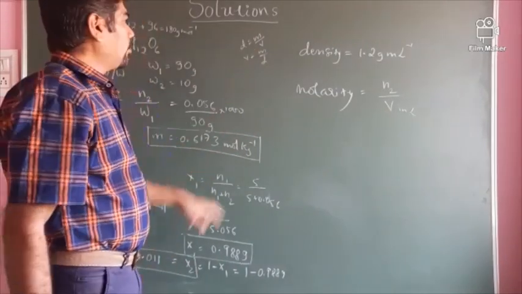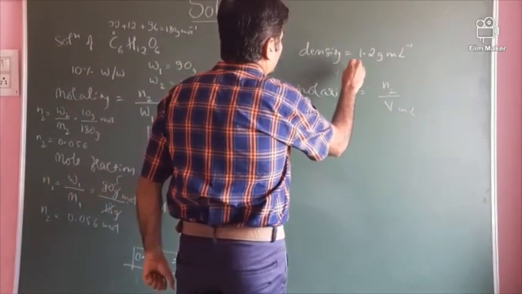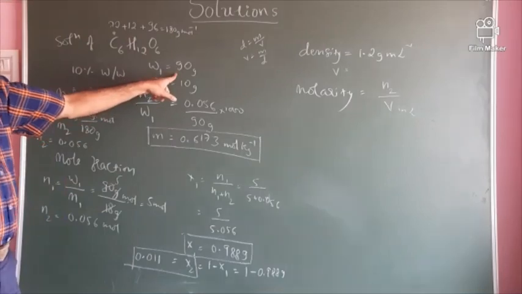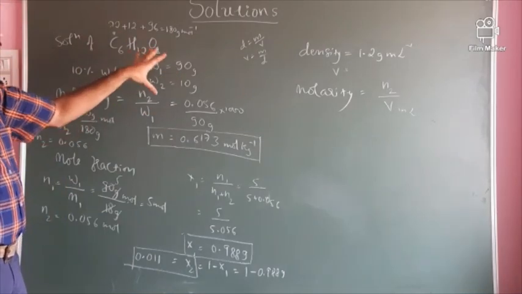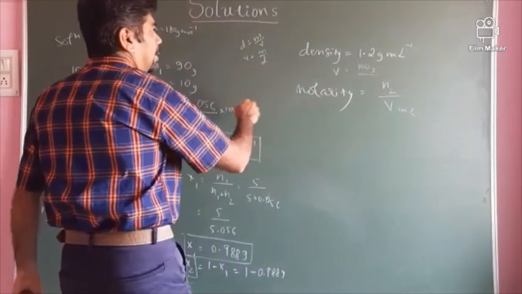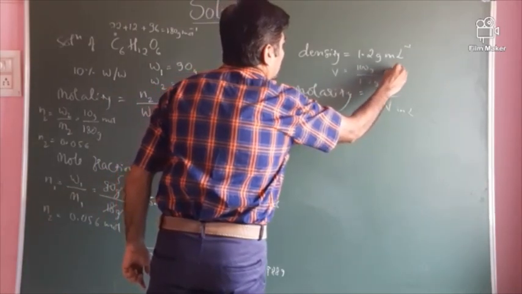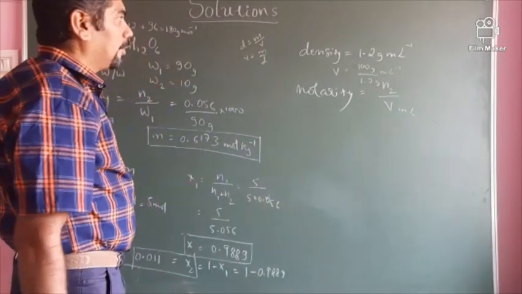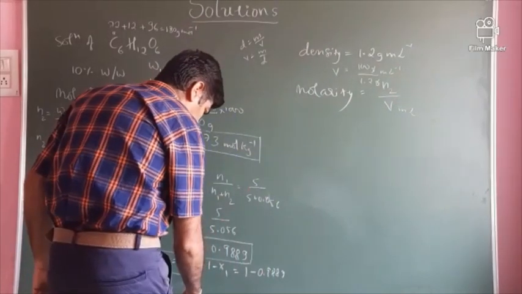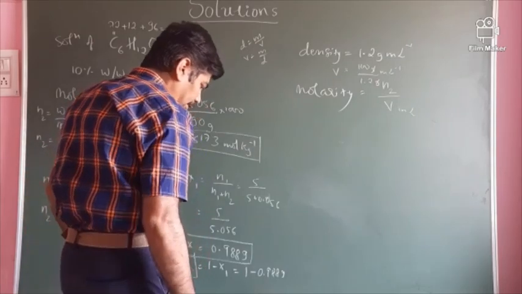So density is mass by volume. Therefore, volume is equal to mass by density. Now, let's take volume is equal to mass. So what is the mass of the solution? You know, solute is 10 grams, solvent is 90 grams, together it makes 100 grams. So let's take it as 100 grams by, what is the density? 1.2 grams per milliliter. So here grams and grams get cancelled. So all you have to do is 100 divided by 1.2, that comes to 83.33.